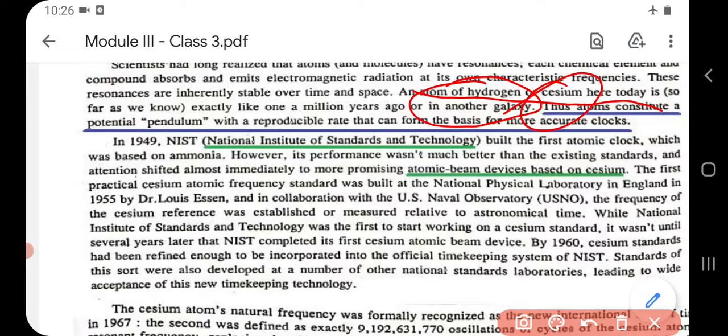Okay. Now, the first atomic clock was built using ammonia by the National Institute of Standards and Technology. However, its performance was not that much better, and some modifications were brought about, and some devices based on cesium were developed by the National Physical Laboratory in England, and later they collaborated with the US Naval Observatory in order to improve the performance of atomic clocks based on cesium. The frequency of the cesium reference was established or measured relative to astronomical time.